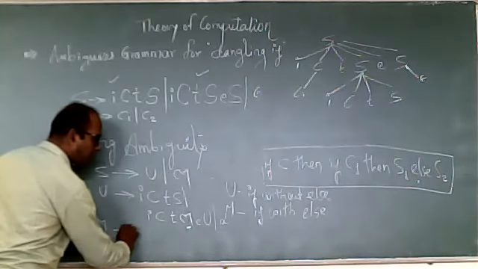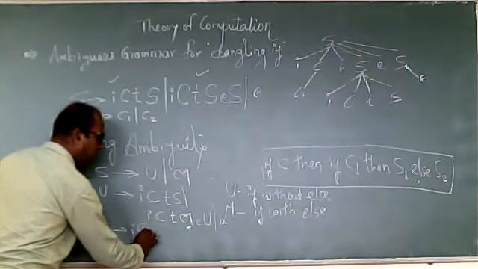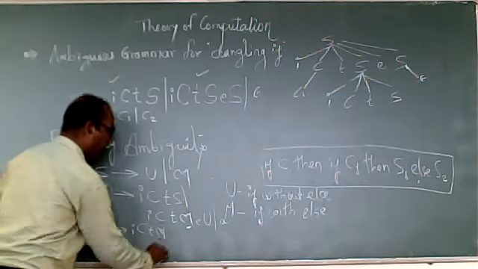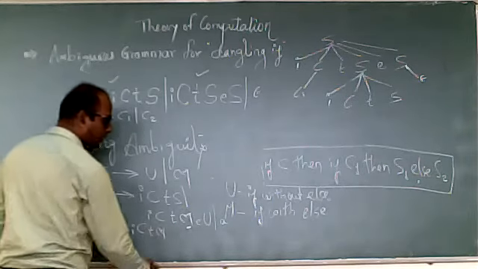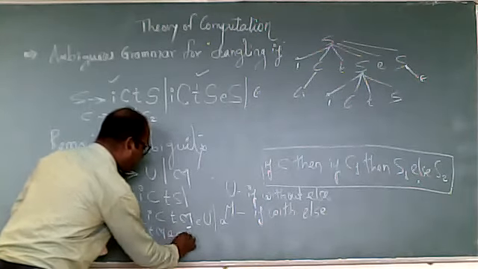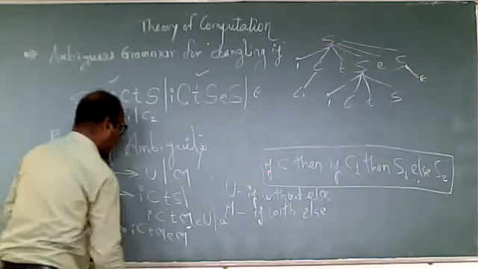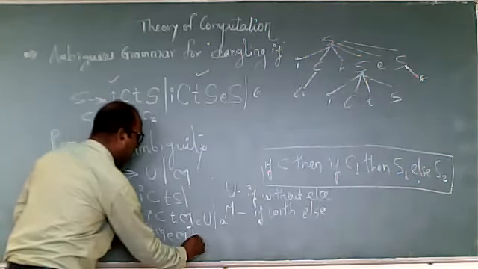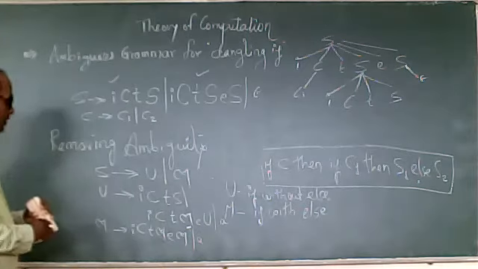For the M production, we can say if C condition, then M, else M. This is the production for the if with else, which is again the ending.